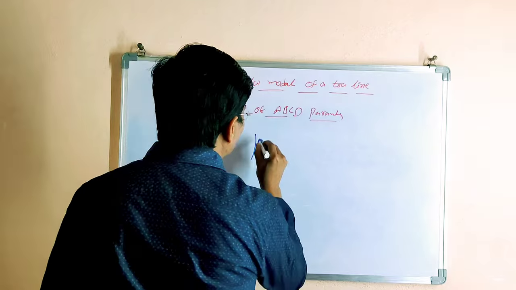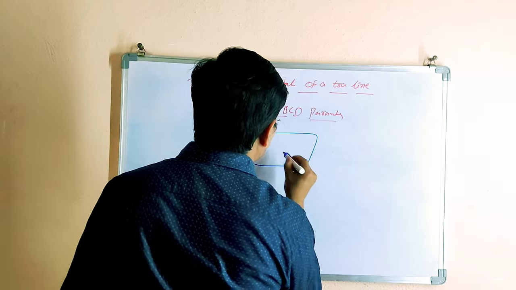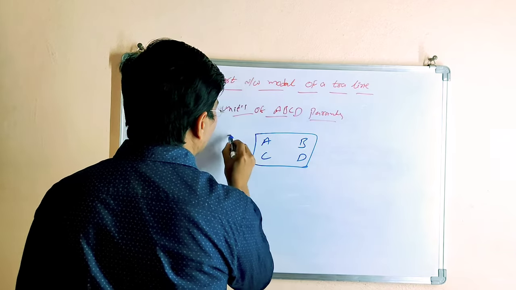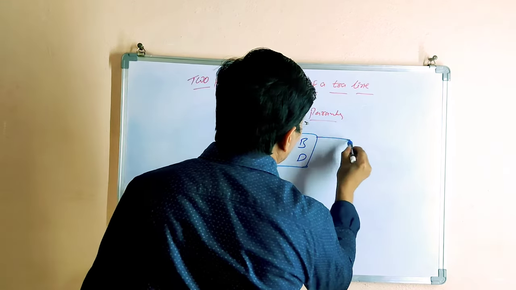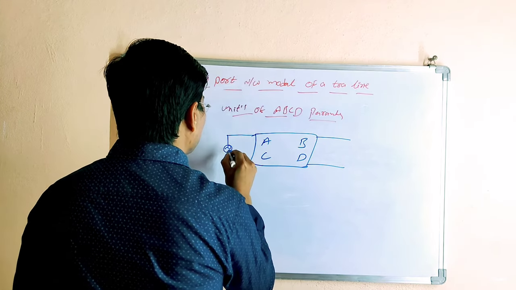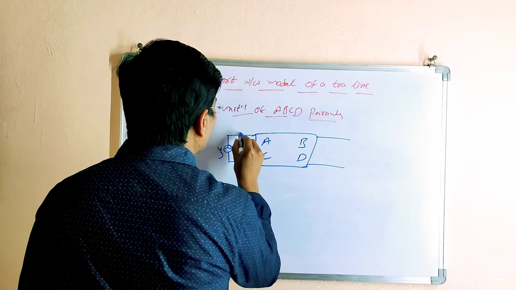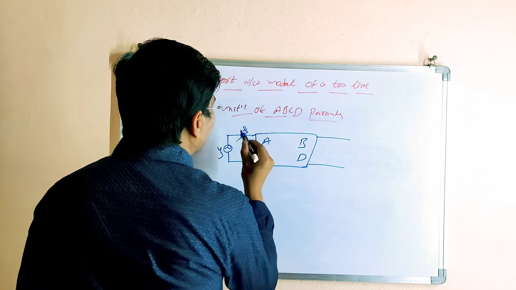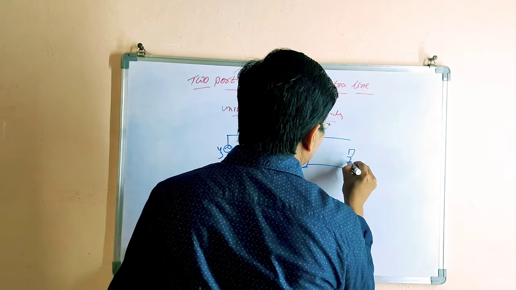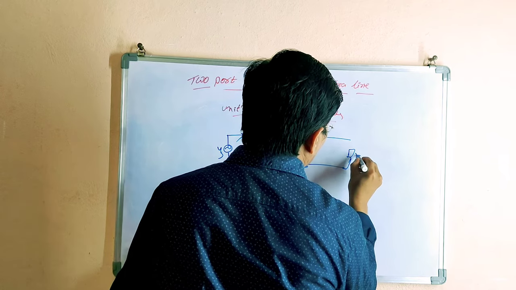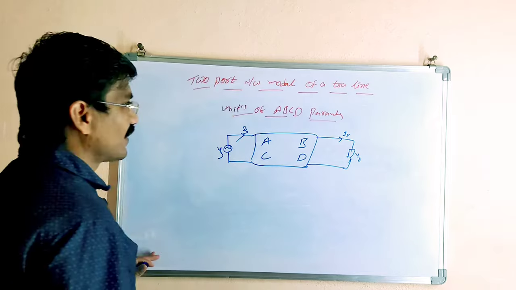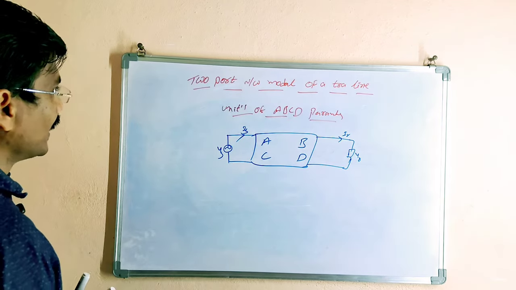This is the network ABCD. This is the sending end. This is the receiving end. This is the sending end voltage. This current is called sending end current. These are the ABCD ports. This is called the load voltage. This current is called the load current.